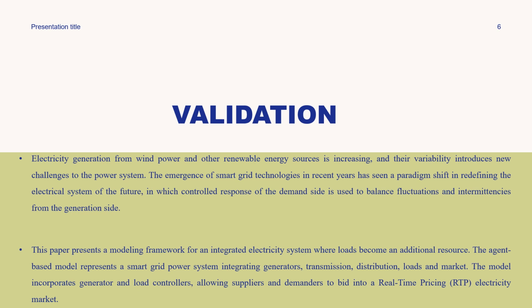This paper presents a modeling framework for an integrated electricity system where loads become an additional resource. The agent-based model represents a smart grid power system integrating generators, transmission, distribution, loads and market. The model incorporates generator and load controllers, allowing suppliers and demanders to bid into a real-time pricing (RTP) electricity market.